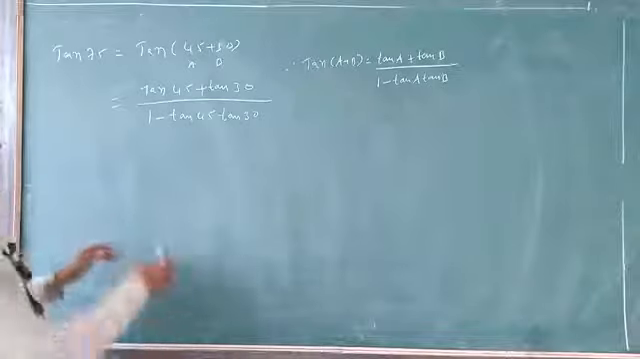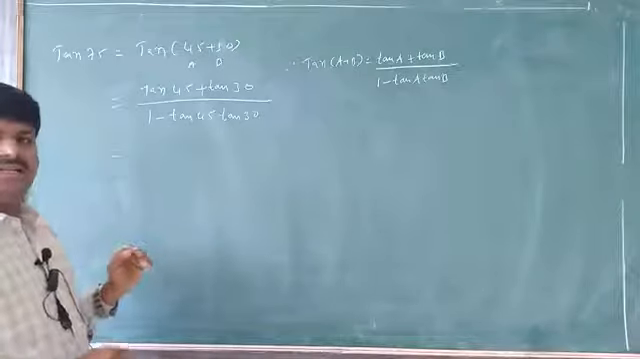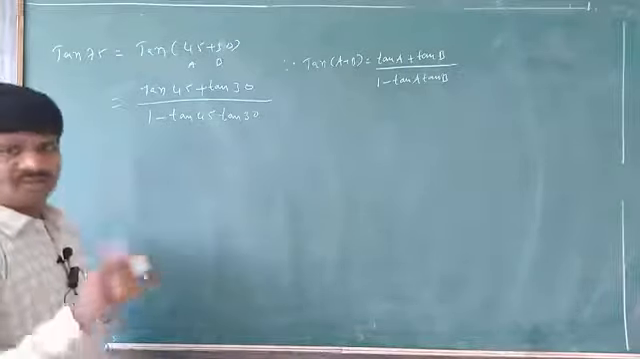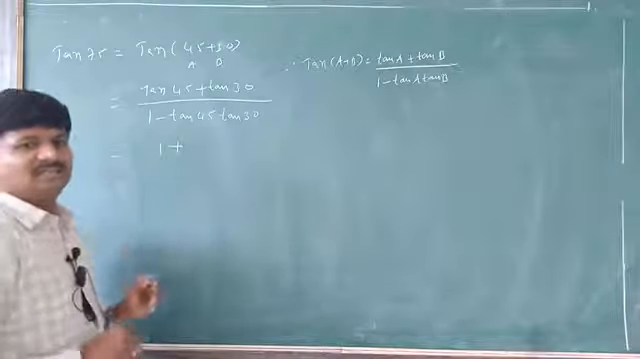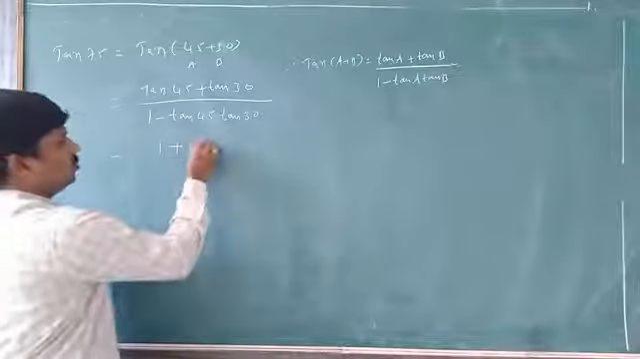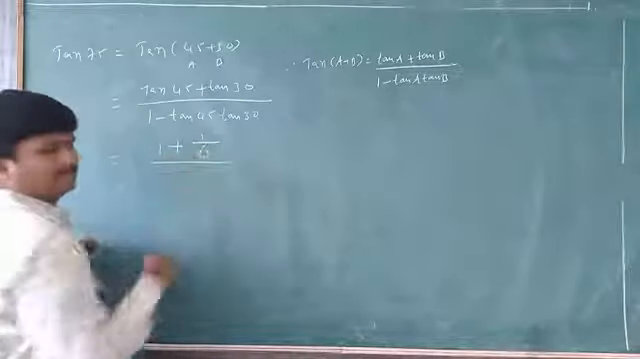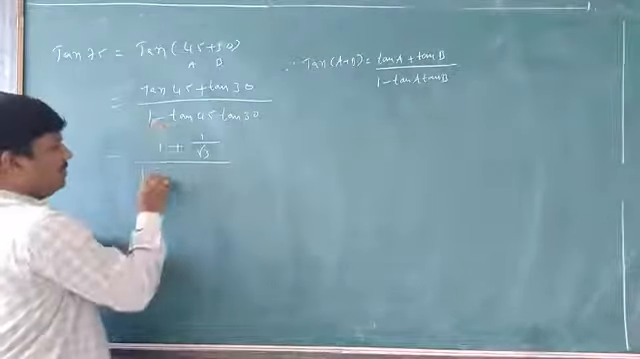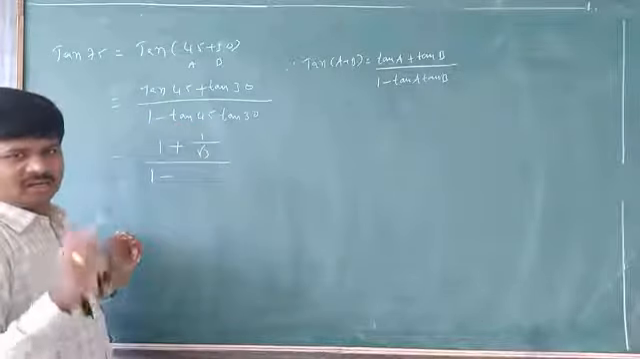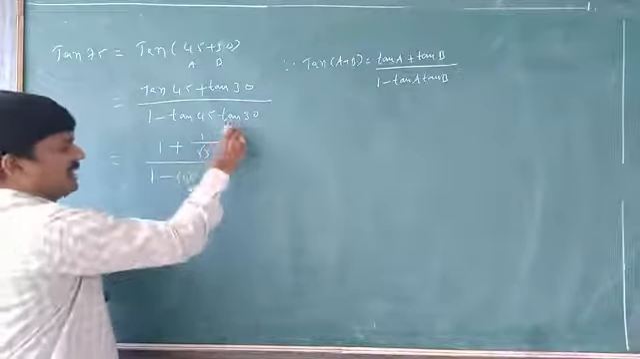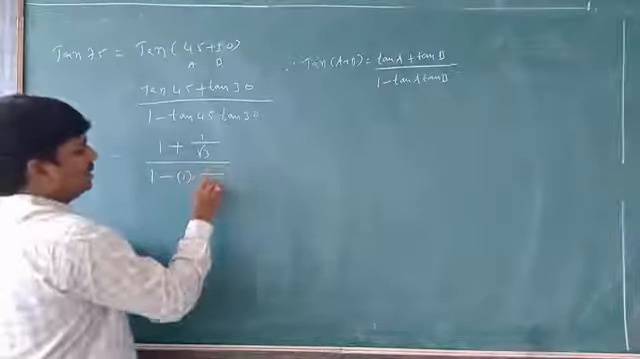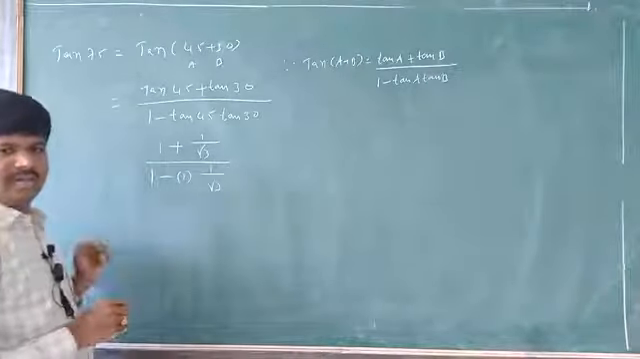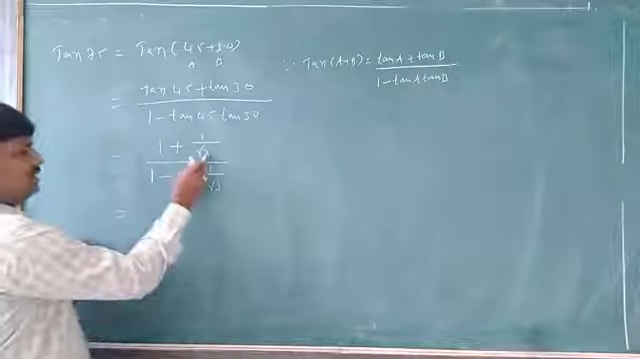Clear? Now, write these values. Tan 45, the value is 1. Plus tan 30, the value is 1 by root 3. By 1 minus tan 45, tan 45 value 1, tan 30 value. What is the tan 30? 1 by root 3. Clear? Now, here what will be?